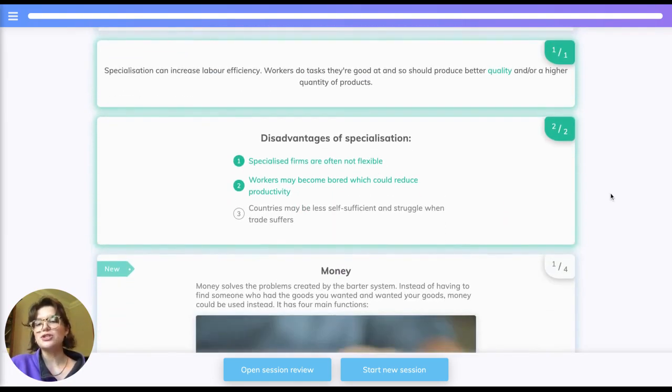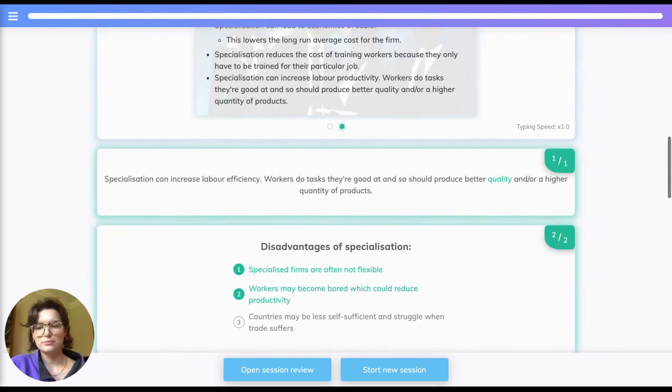So in terms of the advantages, it increases labour efficiency, and workers do tasks which they're typically quite good at already, which means that the average quality will be higher than if you didn't use specialisation. On the counter side, there are some disadvantages, which include specialised firms may not be very flexible to changes, workers could become bored, and on a national level, countries may become less self-sufficient.